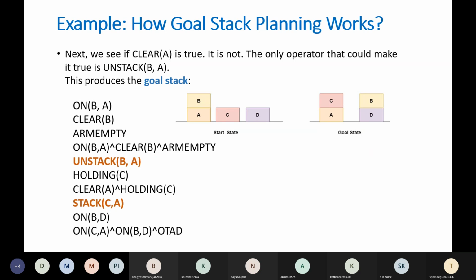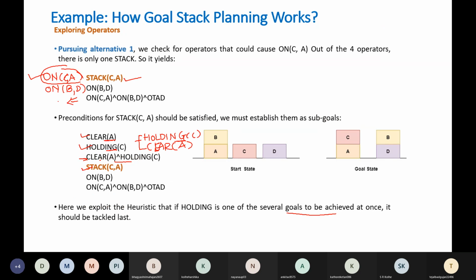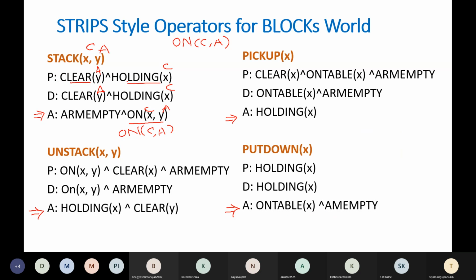So go further. Now try to satisfy clear A. Go back again. Clear A. Now you will have to satisfy clear A. Now to make this clear A true, find out the action that you have to perform. Go back to the operators. Clear A. So you go to the add list of all these four. You will find out that this is the candidate. This corresponds to the unstack operation. Clear Y. We want clear A. So replace Y with A.